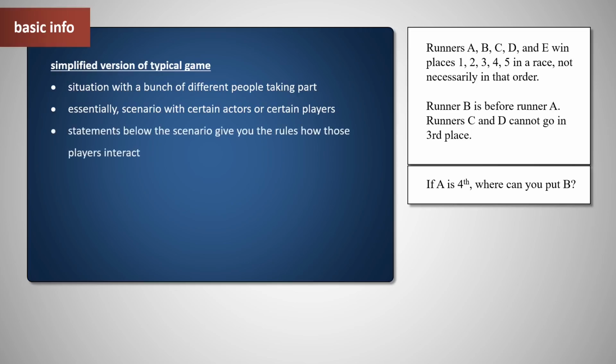Then the statements below the scenario, the rules in that second paragraph, like runner B is before runner A, give you the rules for how these players interact. We've got the players up there, which are the runners and the places, and then the rules that tell you how these players interact. The questions are going to ask about the different interactions between those players. For example, if we know that A is fourth, where are you going to put B? That depends on the interactions between A and B and the places that they can go.